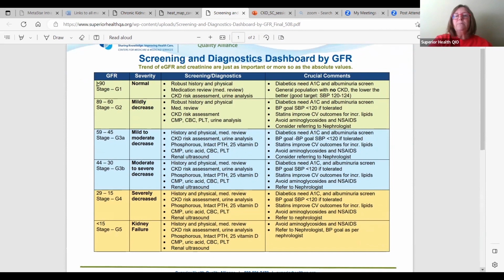Dr. Campbell, do you want to just explain it just a little bit on the front page, and then I'll flip to the second page of it? And you're on mute. You're on mute.